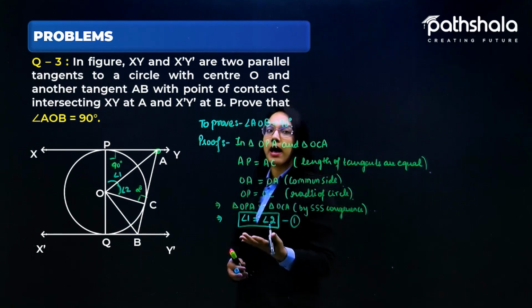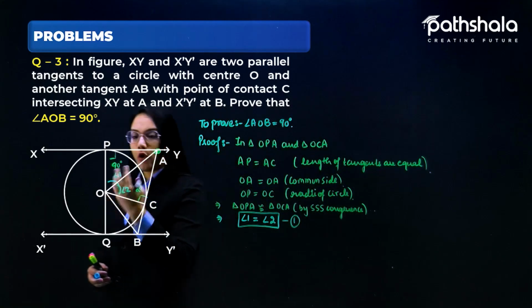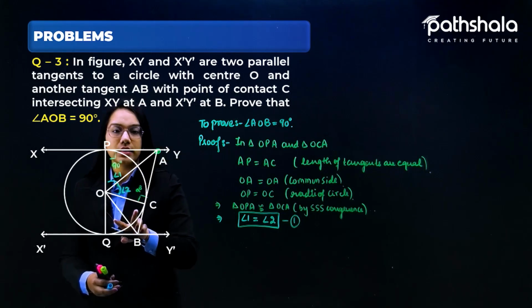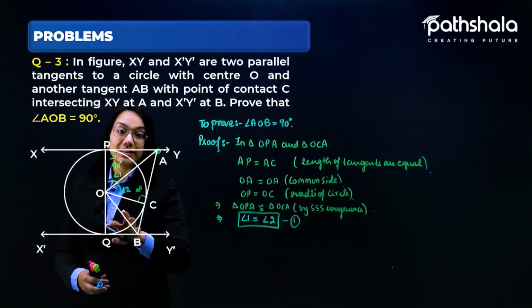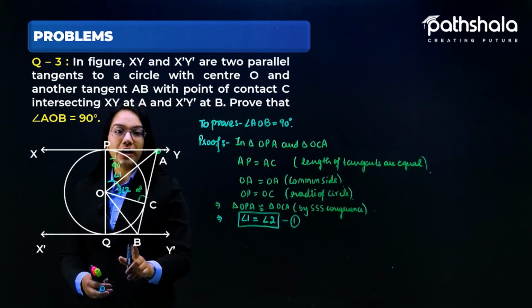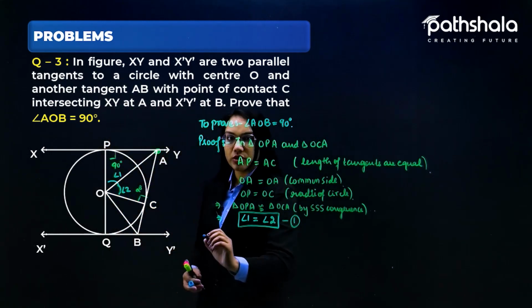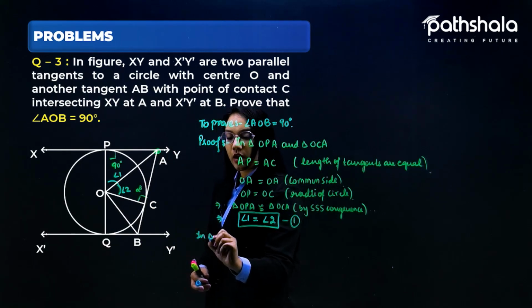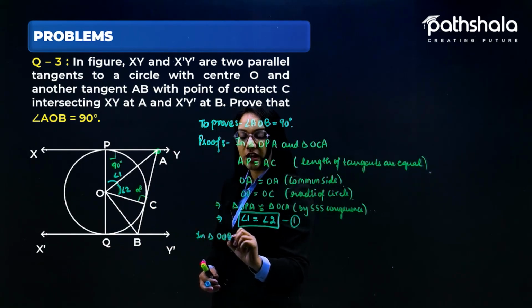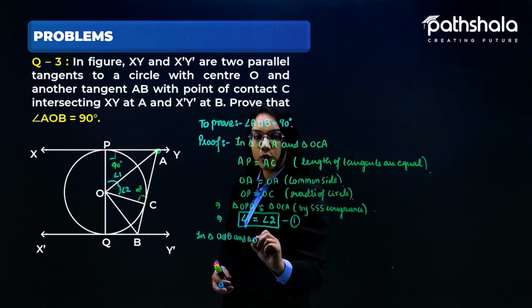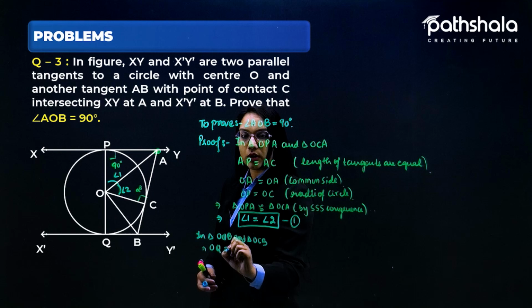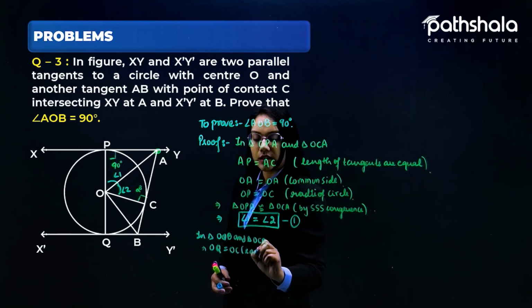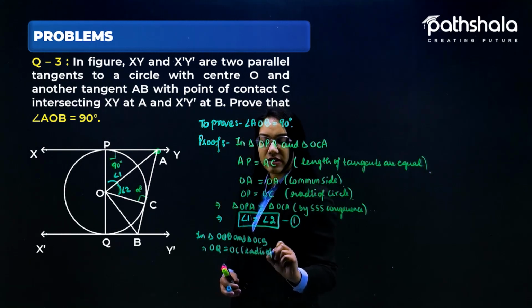Now in a similar manner, we will move forward towards the two triangles, triangle OQB and OCB. In a similar manner, we will talk about OQB and OCB. So we are talking about triangle OQB and triangle OCB. First of all, OQ is equal to OC. They are the radii of the circle.